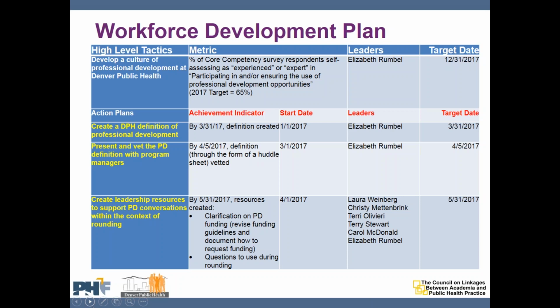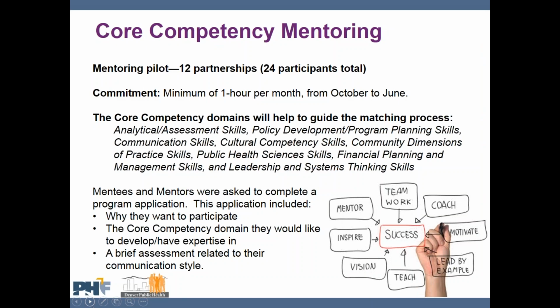Our metric, that indicator, how will we know that we're successful? In 2016, we only had 52% of our staff identify as experienced or expert in that competency, and our target for this year is to get that to 65%. And then the action plan, what you see in yellow on the screen, are those ideas from the PICK chart that we sequenced in order to say, if we're going to make a change on this, what should we do first? How will we know that we're successful? What's the start date? Who's going to help lead it? And when do we hope to have that completed by?